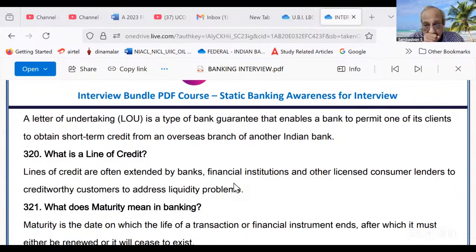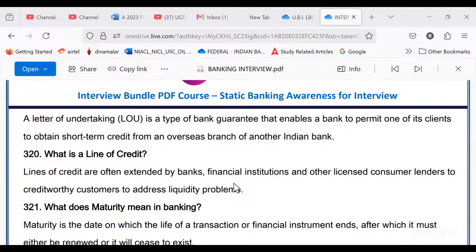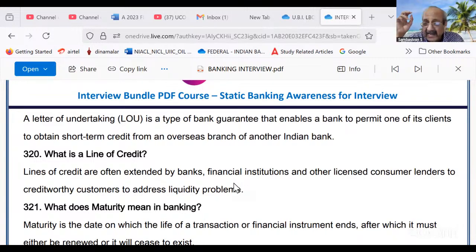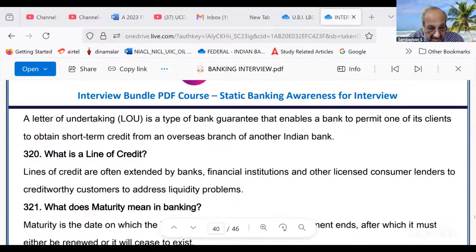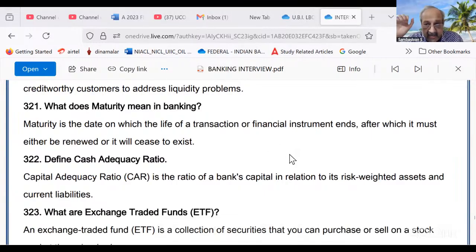Yeah. Now continue. Who was reading it? Faustina. Please read 320. What is a line of credit? Lines of credit are often extended by banks, financial institutions, and other licensed consumer lenders to creditworthy customers to address liquidity problems. See, normally these lines of credit are issued by Exim Bank, favoring a foreign government and foreign people. So they use it and they import from our country. That is the advantage of these lines of credit. Very good. Next, Subiksha will read from 321.